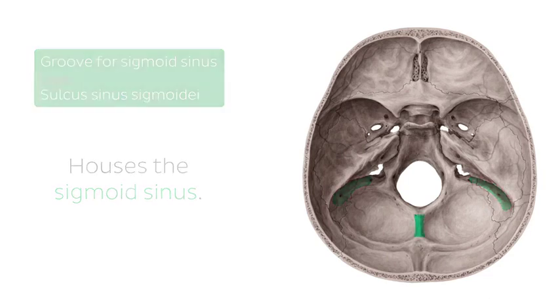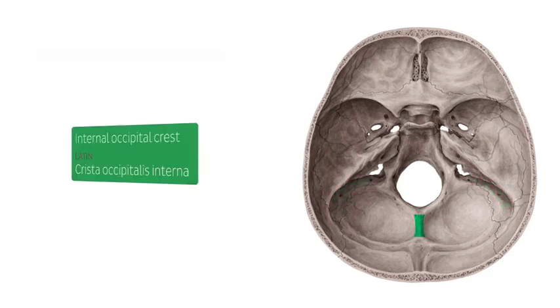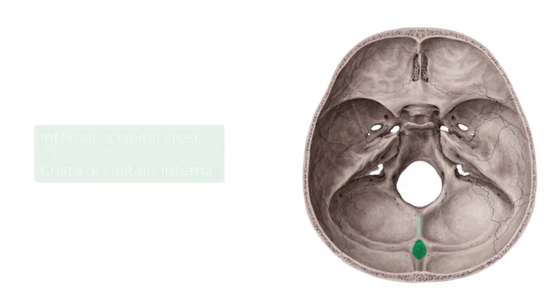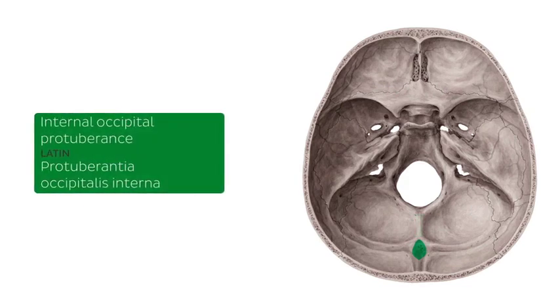Next structure we're going to be highlighting here is known as the internal occipital crest, which is located on the internal surface of the occipital bone and provides attachment to the falx cerebelli. It runs from the internal occipital protuberance to then the foramen magnum. Next structure that we're going to be highlighting here, which we mentioned before, is the internal occipital protuberance found on the inner surface of the occipital bone. The internal occipital protuberance is then located at the center of the cruciform eminence.